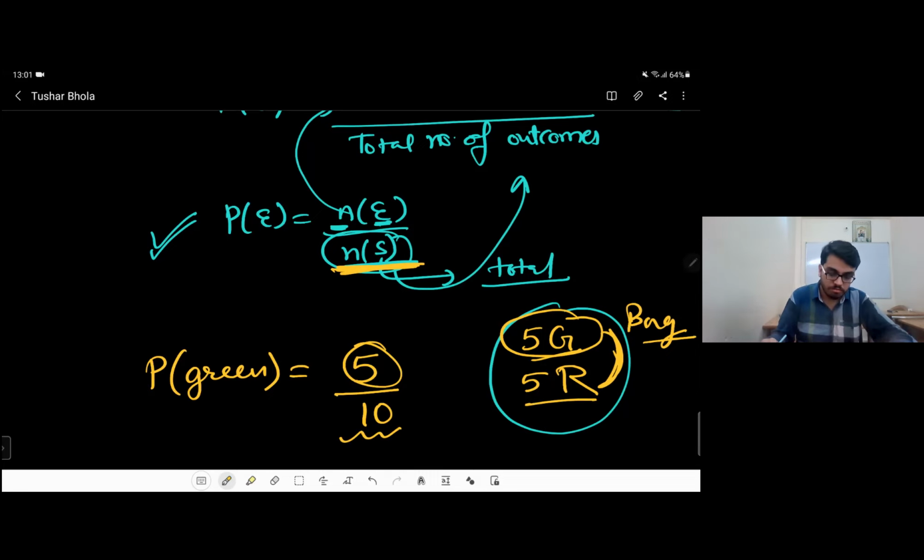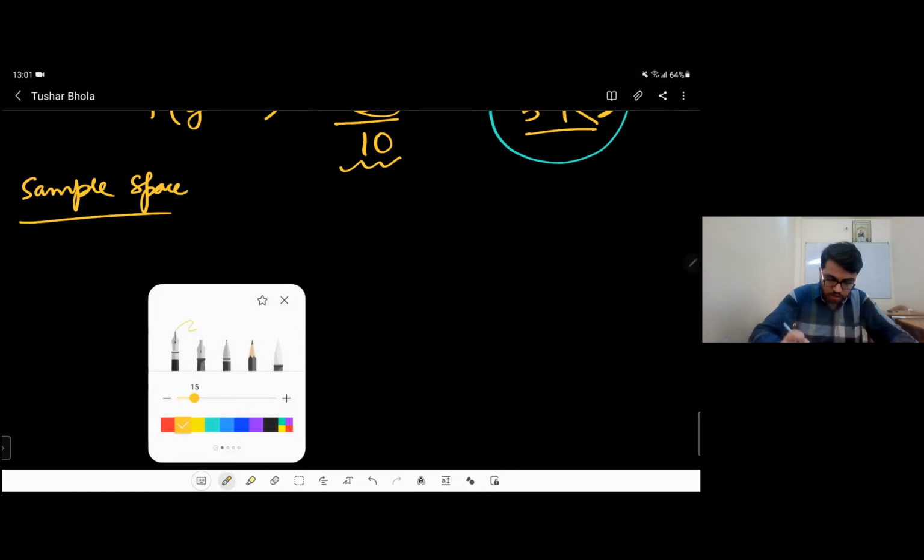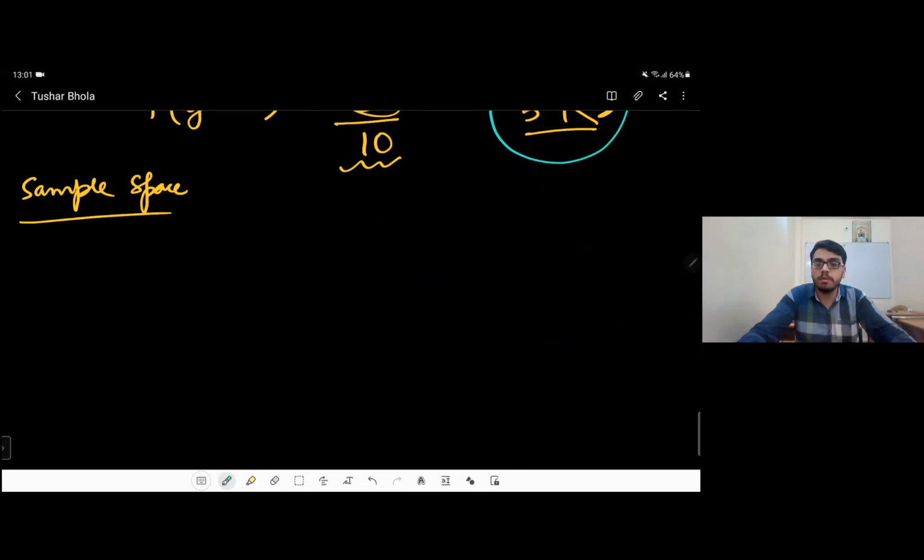I hope you understand. Let us come to understand the meaning of sample space, which is very important. Without sample space, you can never understand the meaning of probability. You can never solve a good number of questions. So you should be very familiar with the meaning of sample space. We usually write it as S. In this bracket, we write the sample space.